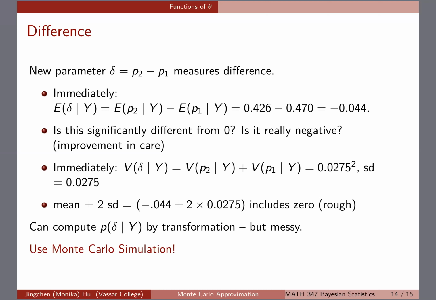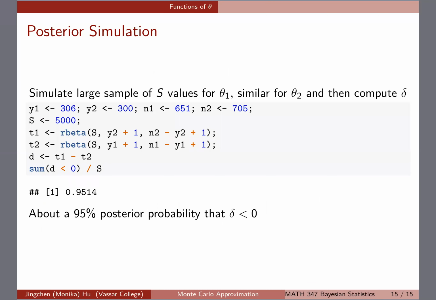What you can do is you can actually just generate a bunch of draws. So I'm doing 5,000 just for demonstration. And you can see that I put in the values of y1, y2, n1, and n2. And then I can generate, so I'm using T1 here, the vector looking at all of the P1 draws, and this is for 2. And what I do is I simply take the difference element by element, and then I'm counting how many of them are smaller than 0, and then I divide it by the number of simulation draws that I do. So this is another technique of Monte Carlo approximation.